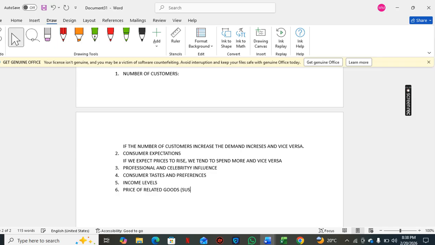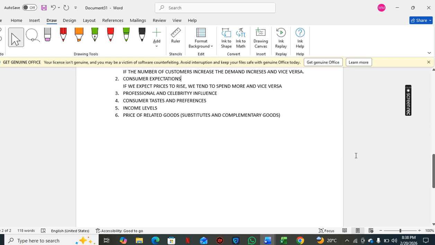This is where you have the substitutes and complementary goods. A substitute and a complementary good have an effect on the demand of a certain good. Let's look at Pepsi and Coca-Cola. So we see here Coke, and here we have Pepsi. And Pepsi is the substitute good.